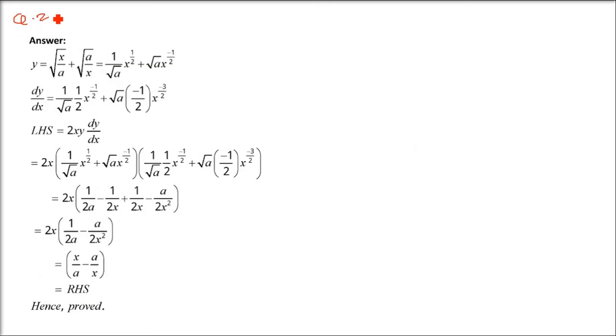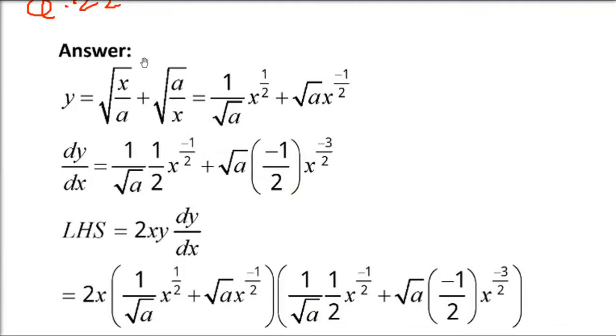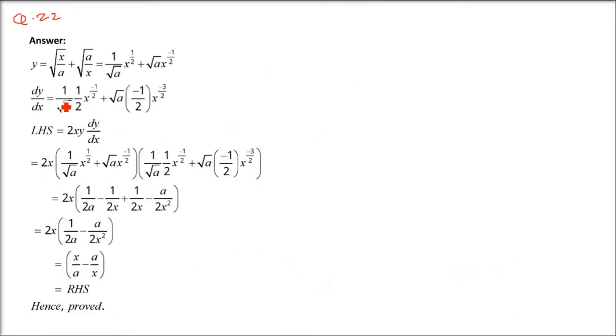This one is question number 22. If y is given as under root x by a plus under root a by x, with the whole thing under a root, we have to prove that 2xy dy by dx equals x by a minus a by x. So ultimately you have to find dy by dx, then multiply it with 2xy, and prove that you get x by a minus a by x. We will find dy by dx first, and then multiply.